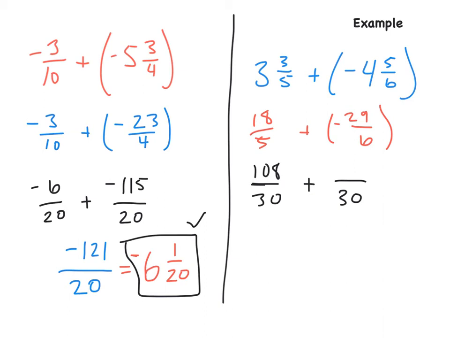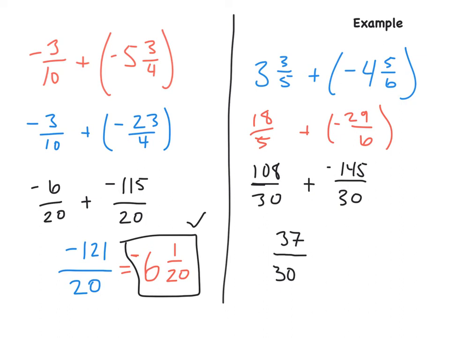So now we have the next fraction. 6 goes into 30 5 times, so if we multiply by 5 in the denominator, we must multiply by 5 in the numerator. So 29 times 5 is equal to 145. Remember, this is a negative sign. So now we add like fractions. So 30 stays on the bottom. So now we have 108 plus a negative 145. So that is equal to -37.